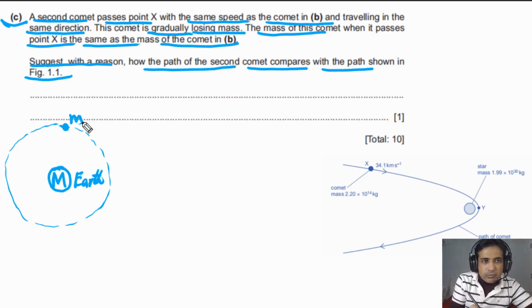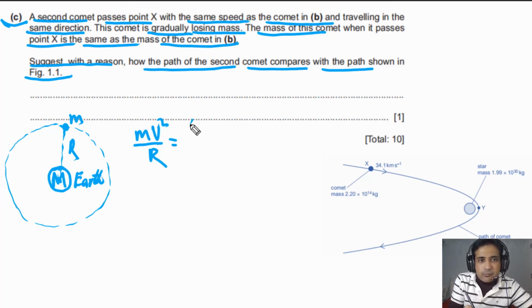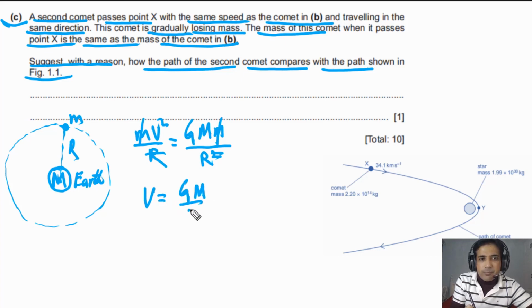Now, if we try to calculate the orbital speed of this one, we need to equate centripetal force with gravitational force. In this case, the orbital radius, let's say, is capital R. This is the orbital radius, not the radius of this heavier mass. So centripetal force will be provided by the gravitational force between these two objects. So here we will have R squared. Now we can cancel this m with this m, and we can cancel this R with this. So in this case, v will be equal to the square root of G capital M over R. And this v is the orbital speed.